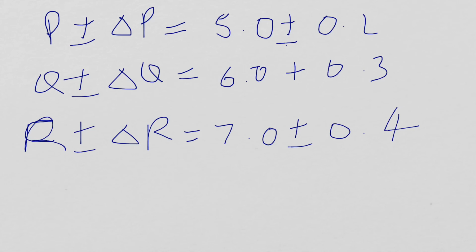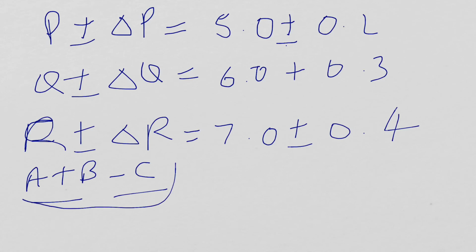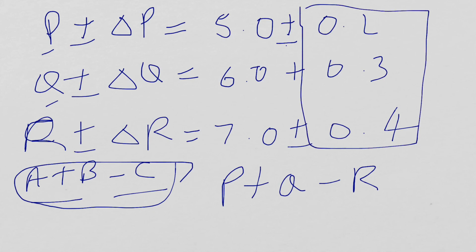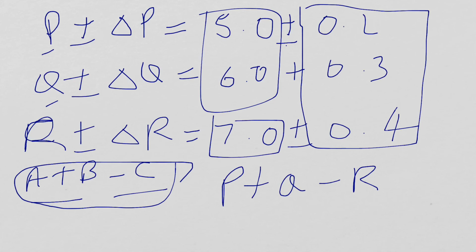Now they have asked you to do P plus Q minus R. Here one subtraction is there, and the first two values you have to add. So these P and Q values you have to add, and R you have to subtract. But we know that even if subtraction is there, all the uncertainties will add up. These two, 5 plus 6, will be added, and this will get subtracted with R. So we will get the answer.